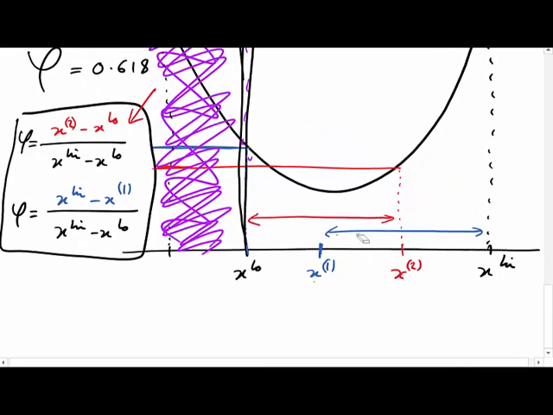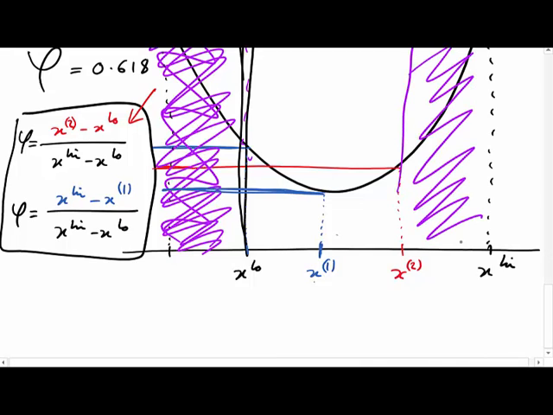Now I need to look at which function value is lower out of x1 and x2. Let's measure across. Now x1 is lower. Therefore I know I can discount this section over here. I know the minimum isn't going to occur in this section because I want the minimum value. So I can discount that, and this is now my new interval, from here to here.